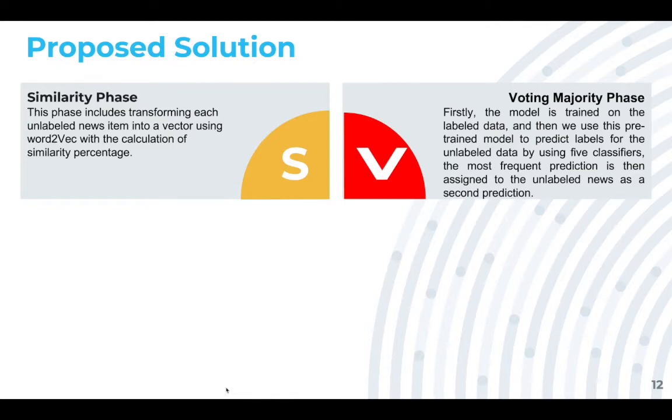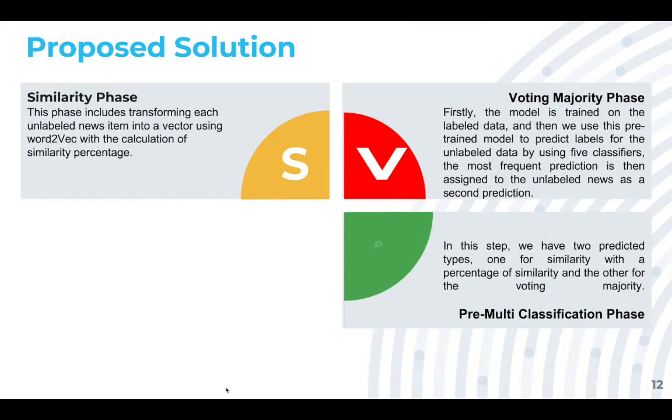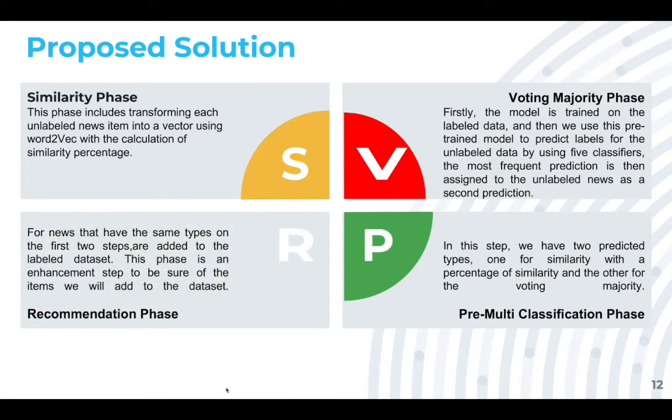So firstly, the model is trained on the labeled data, and then we use this pre-trained model to predict labels for the unlabeled data by using 5 classifiers. So the most frequent prediction is then assigned to the unlabeled news as a second prediction. And then the pre-multi-class classification phase. In this step, we have 2 predicted types, one for similarity with the percentage of similarity, and the other for the voting majority. And then the recommendation phase, which precedes the last phase, it's about the recommendation: news that have the same types in the first 2 steps are added to the labeled dataset.